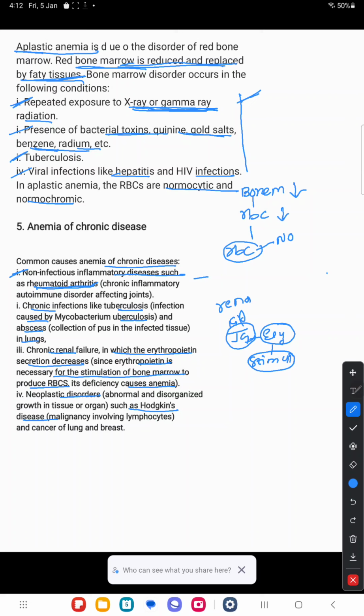So, till now we discussed the morphological classification and etiological classification. In morphology, four types we discussed, and in etiological, five types we discussed. These are the different types of anemia. Okay, thank you.